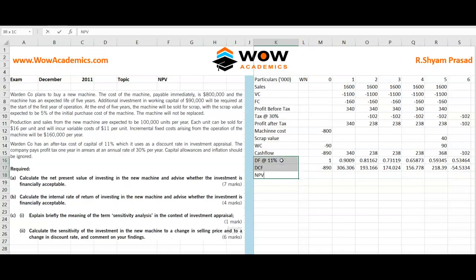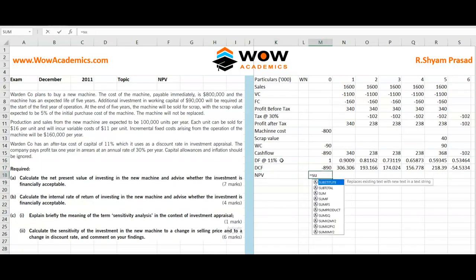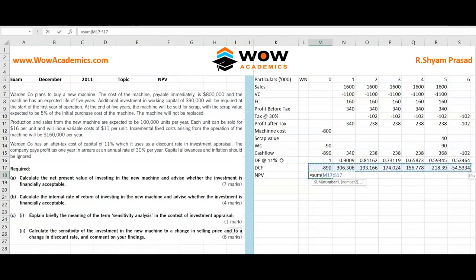The last number is NPV. NPV is very simple. Sum all the discounted cash flows from here to the 6th year and close the bracket. So you got your NPV. NPV of 104 is the right answer. Whenever you have written this, next to it also write the suggestion.